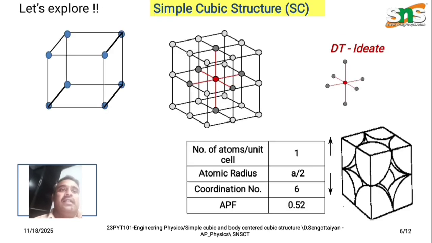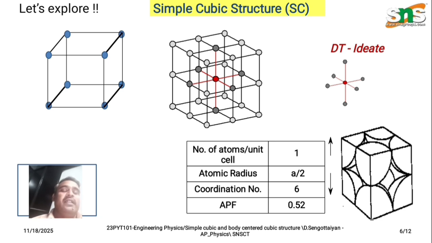This diagram shows the important lattice parameters in a cubic lattice. For example, the first diagram of the simple cubic lattice shows 8 corner points. Each corner point is shared with 8 unit cells, so 1 by 8 into 8 equals 1. So the number of atoms per unit cell in simple cubic is 1. The second diagram shows the coordination number, the nearest neighbor lattice points surrounding a particular lattice point. So the value for simple cubic is 6.